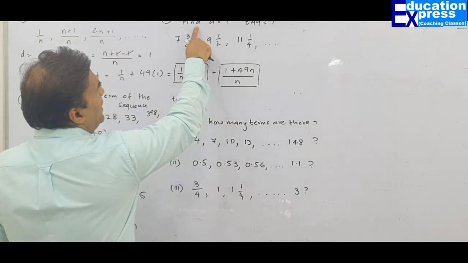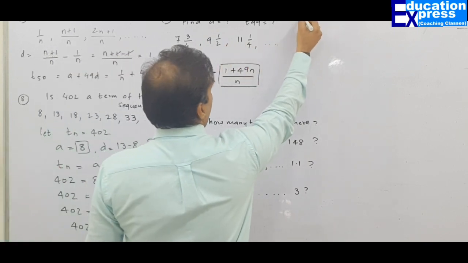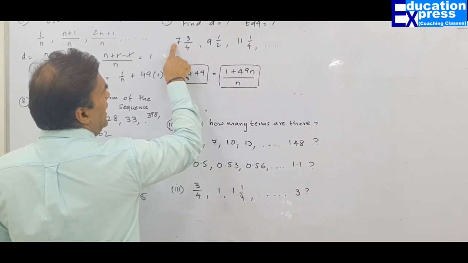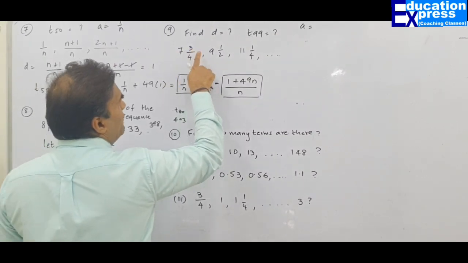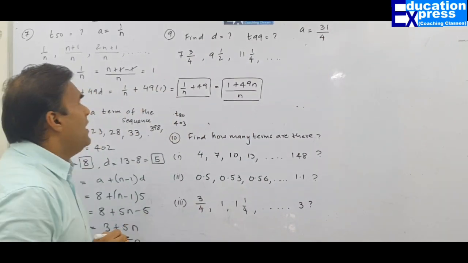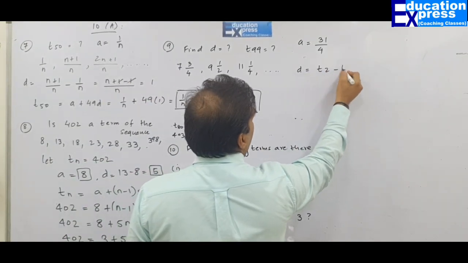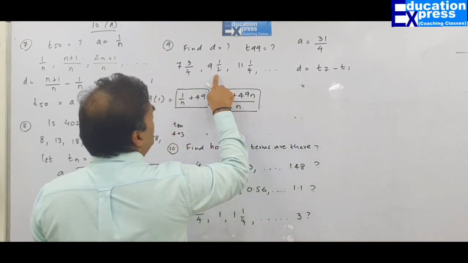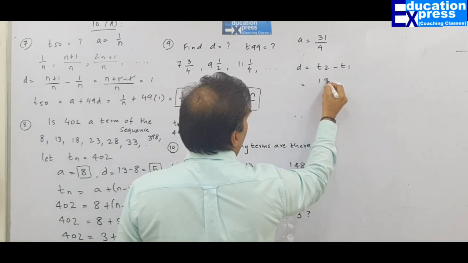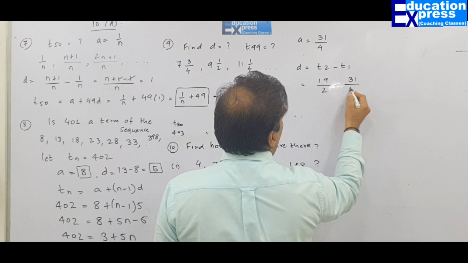It is mentioned that the first term is available. The first term is a equals 7 4s are 28, 28 plus 3, 31, 31 upon 4. This is the first term. Can we find the difference? Yes, sir. The difference is always the second term minus the first term. What is the second term? 9.5. That means 18 plus 1, 19 upon 2. This is the second term. Minus the first term, 31 upon 4.